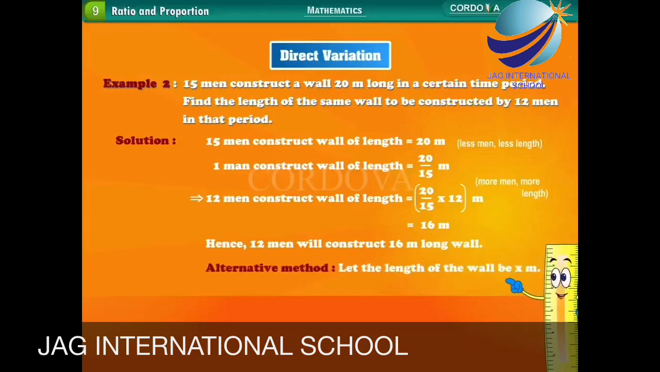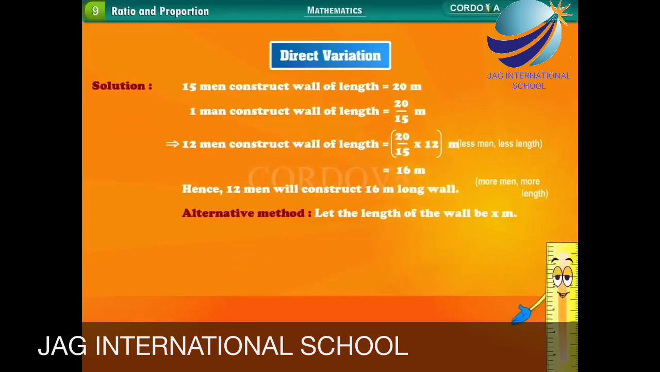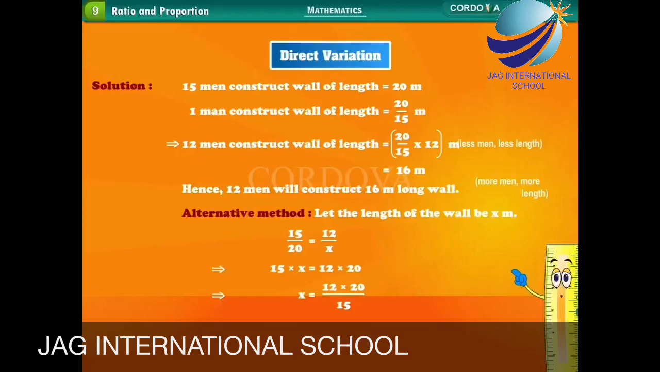Alternative method. Let the length of the wall be x meters. 15 upon 20 is equal to 12 upon x. This implies 15 into x is equal to 12 into 20. This implies x is equal to 12 into 20 upon 15, which is equal to 16 meters.